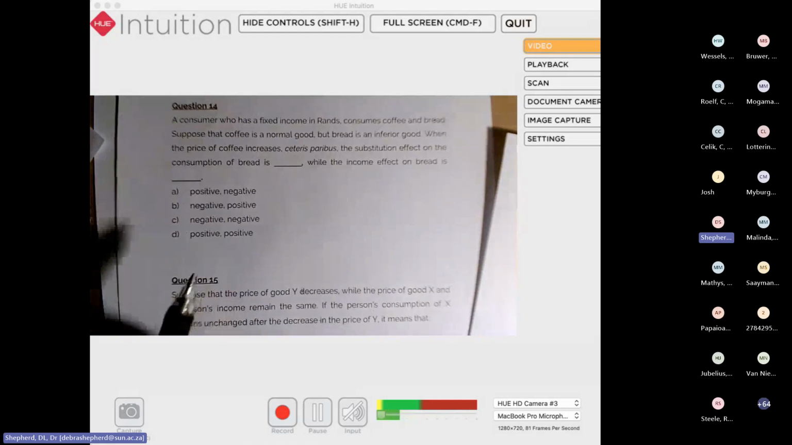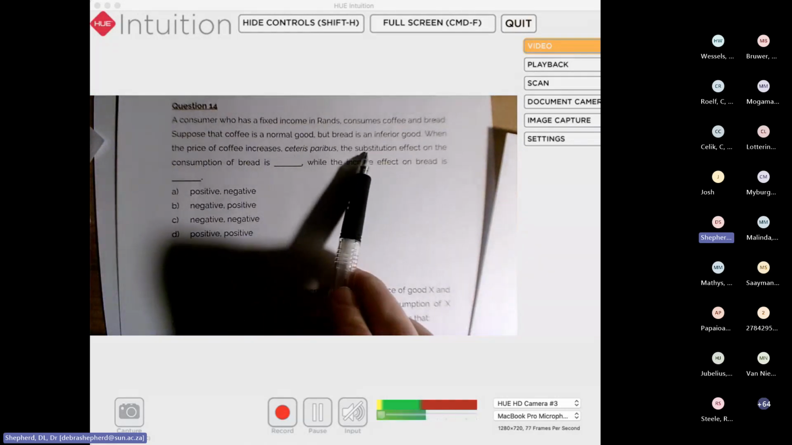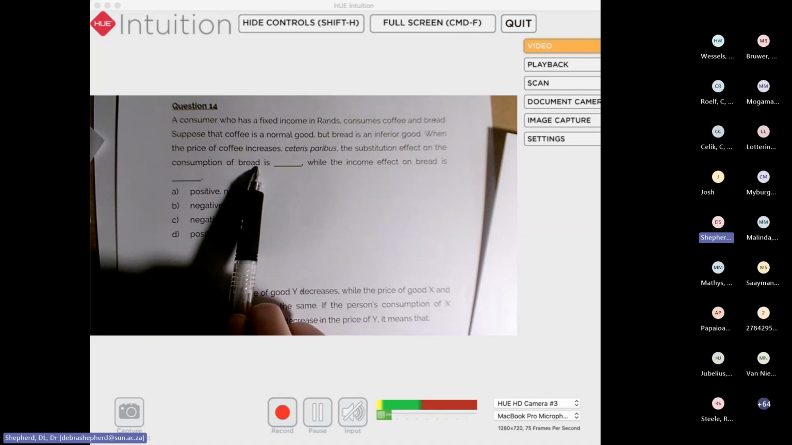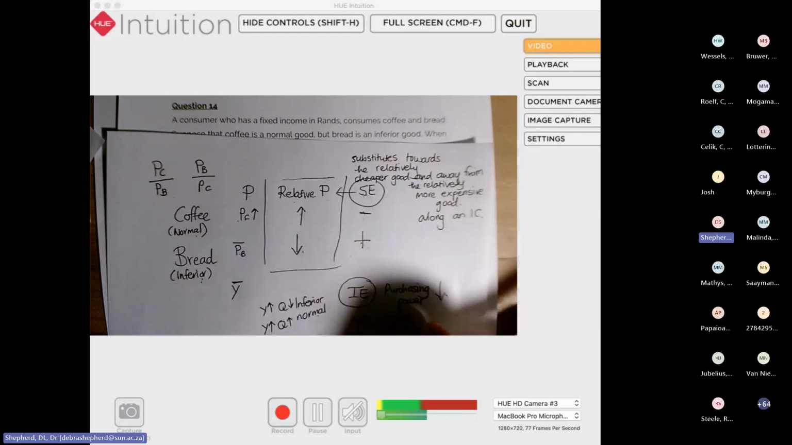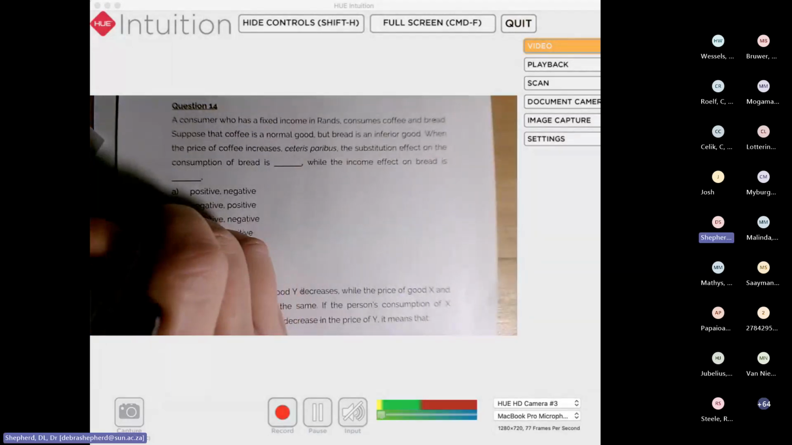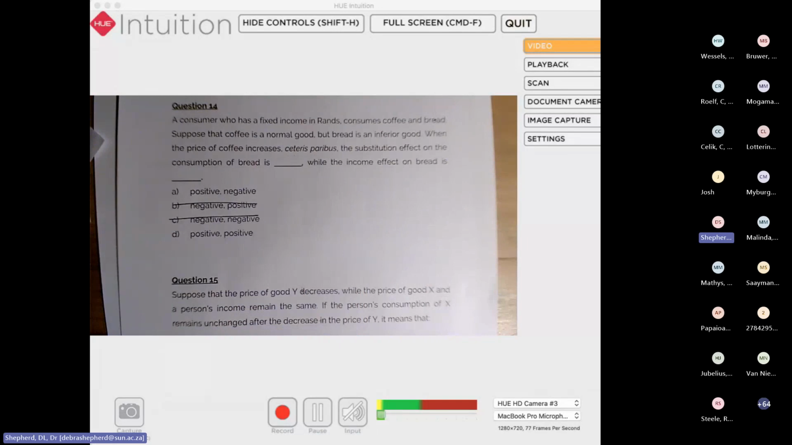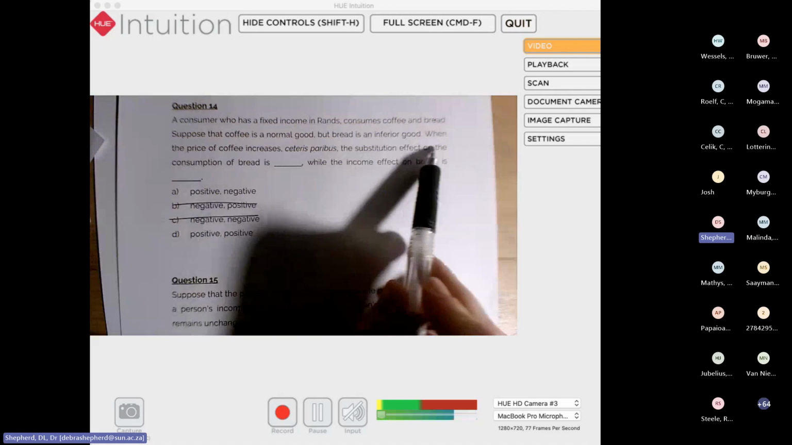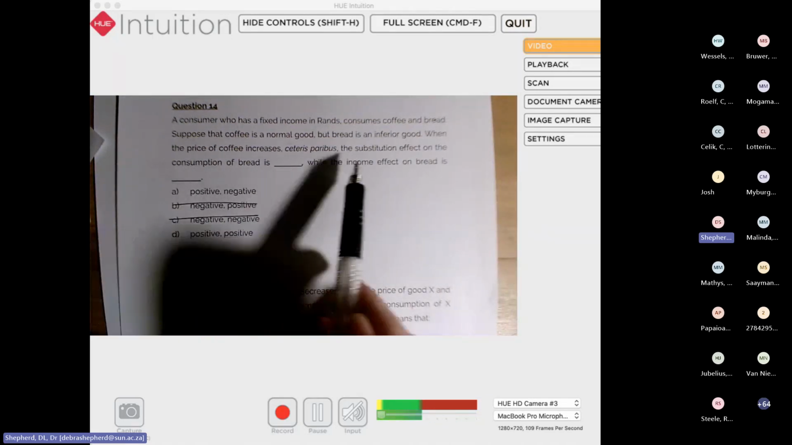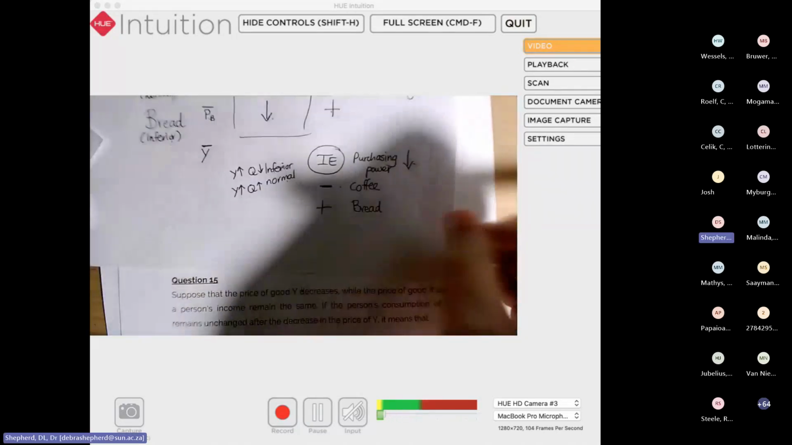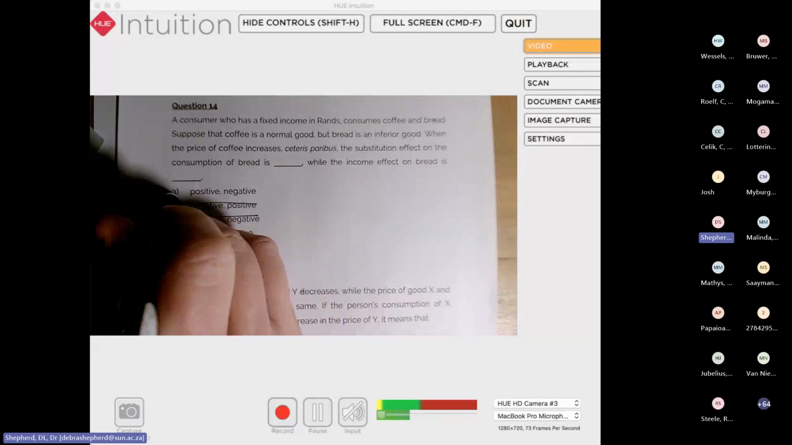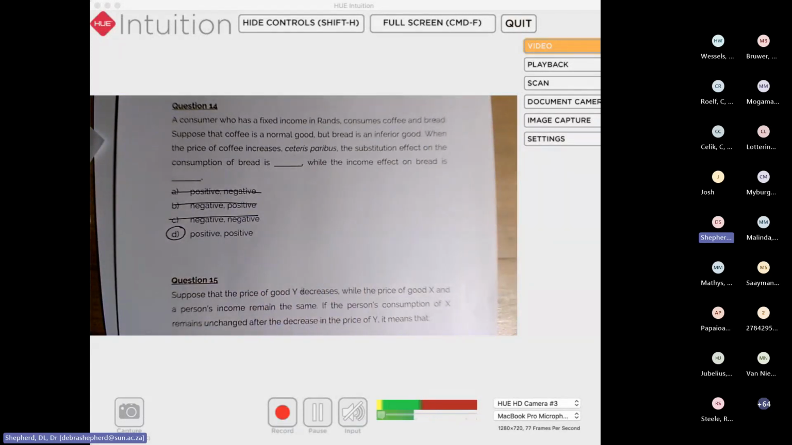So in terms of this question, it says the substitution effect on the consumption of bread is, and we established that bread will have a positive substitution effect. So this is incorrect and this is incorrect. So we're choosing between A and B. The substitution effect on the consumption of bread is positive, and the income effect on bread is also positive. So the answer is D, positive and positive.